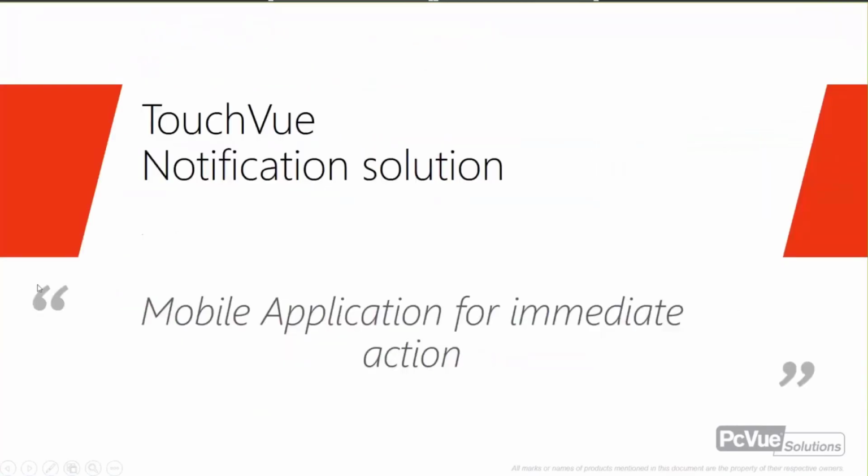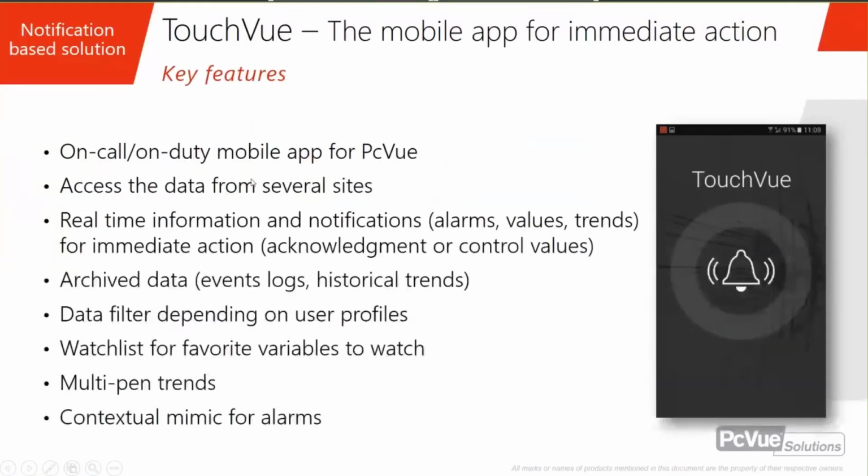So let's go to the different products now. Let's start with StageView, which is a notification mobile app. Basically, StageView is an app for on-call operators. StageView notifies the mobile user and gives some real-time information.